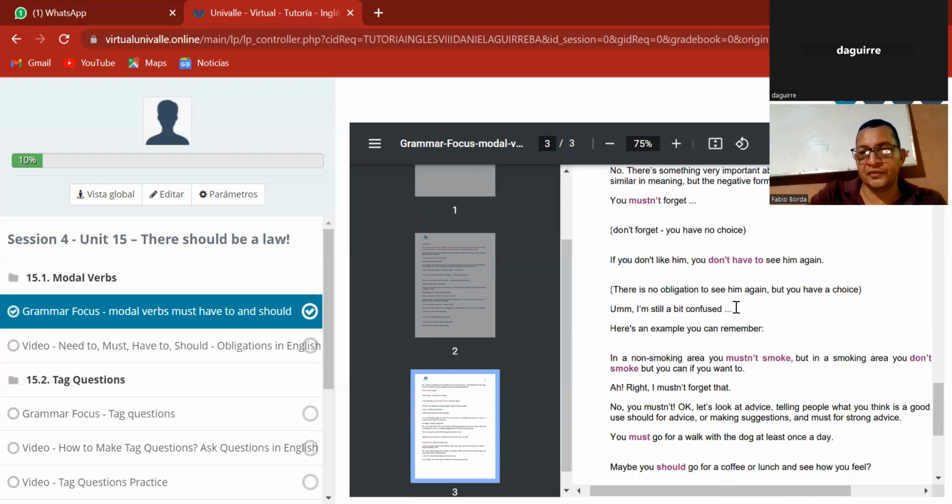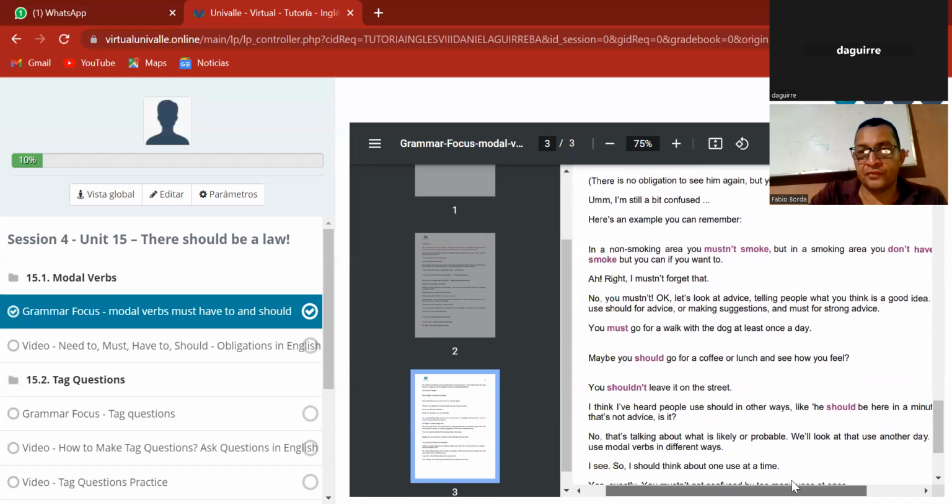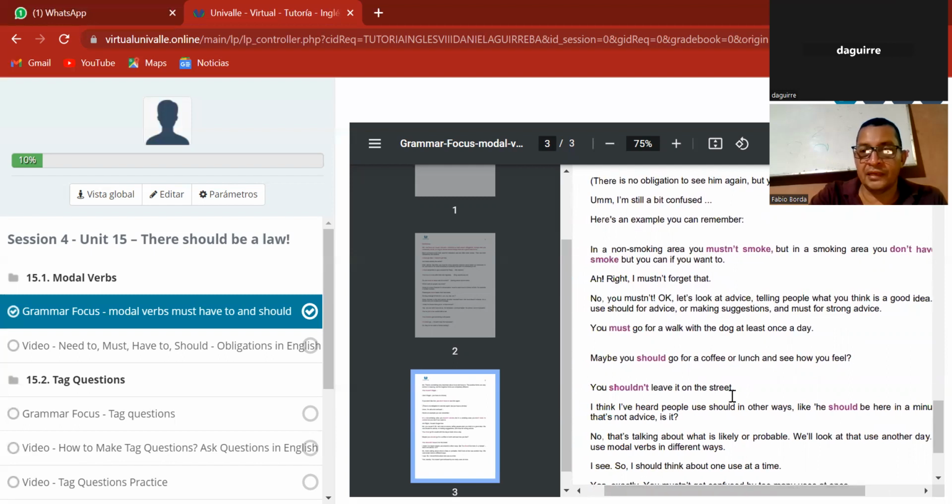There is no obligation to see him again, but you have a choice. If you want to see him, or her, in this case, because you are a male, you need to decide what to do. Here is an example you can remember. In a non-smoking area, you mustn't smoke. But in a smoking area, you don't have to smoke, but you can if you want to. All right, I mustn't forget that.